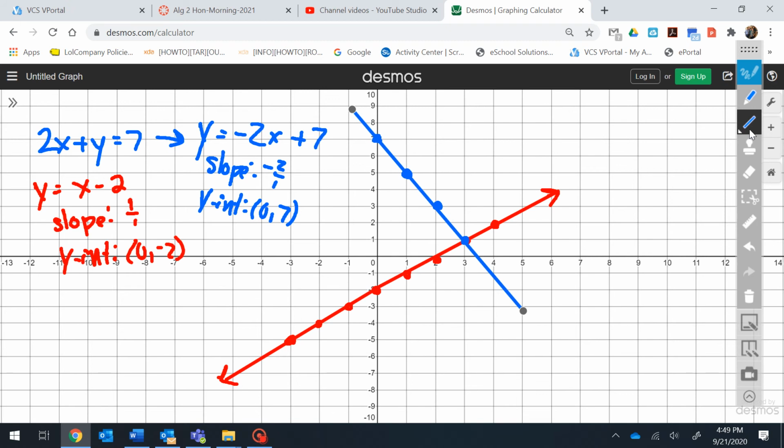And once I hit the red line, that is going to be my solution, which is 3, 1. You plug that into both equations, it will make sense. So 2 times 3 is 6, plus 1 is 7. True. 1 is equal to 3 minus 2. That is also true. So this is number, what number is this? This is number 13.